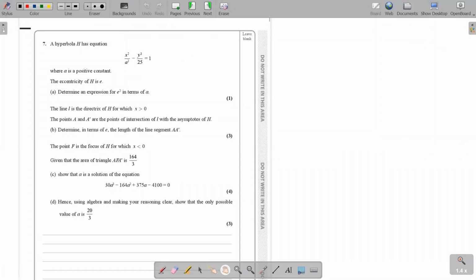Okay, so let's move on to question number 7. A hyperbola H has equation x squared over a squared minus y squared over 25 equals 1, where a is a positive constant. The eccentricity of H is e. Determine an expression for e squared in terms of a.